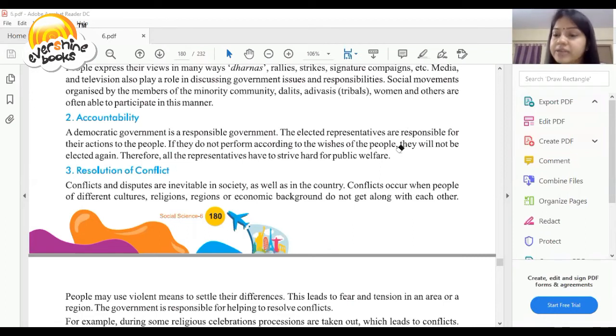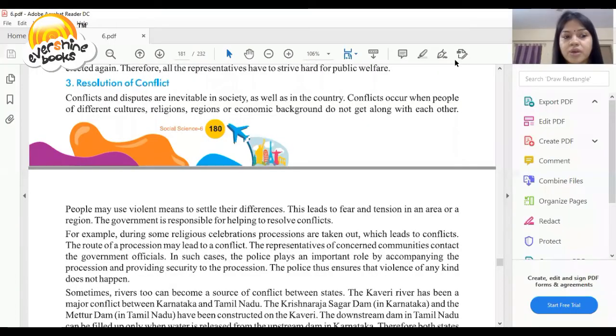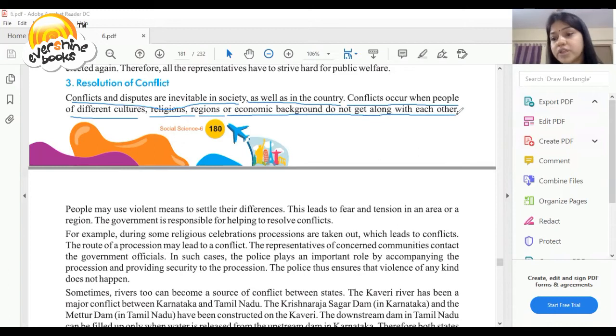Let's understand the third important feature of democracy, that is resolution of conflict. Let's understand it. So, conflicts and disputes are inevitable in society as well as in the country. Conflicts occur when people of different culture, religions, regions or economic background do not get along with each other.